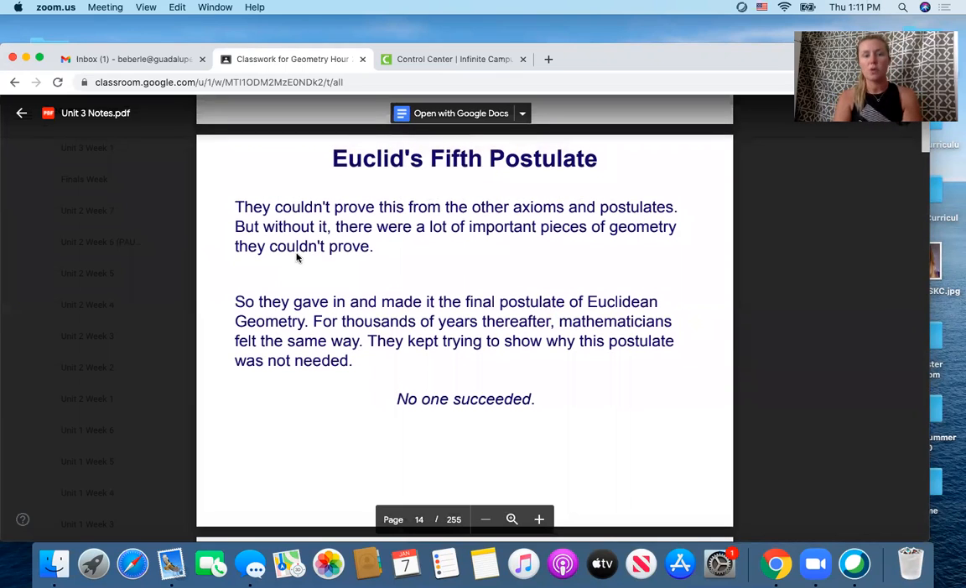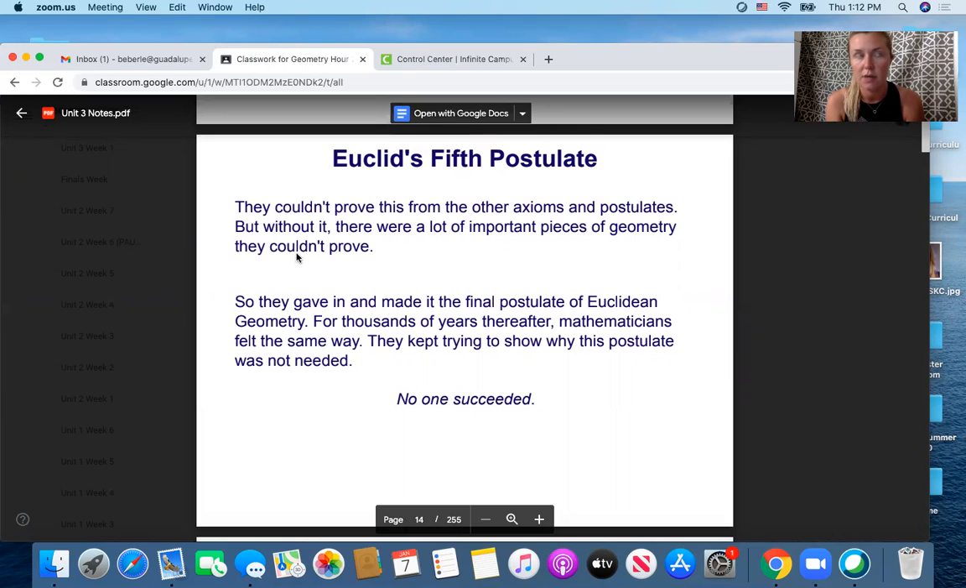Okay. So Euclid's fifth postulate. They couldn't prove this from the other axioms and postulates, but without it, there were a lot of important pieces of geometry that they could not prove. So they gave in and made the final postulate of Euclid's geometry. For thousands of years, therefore, mathematicians felt the same way. They kept trying to show why this postulate was not needed.